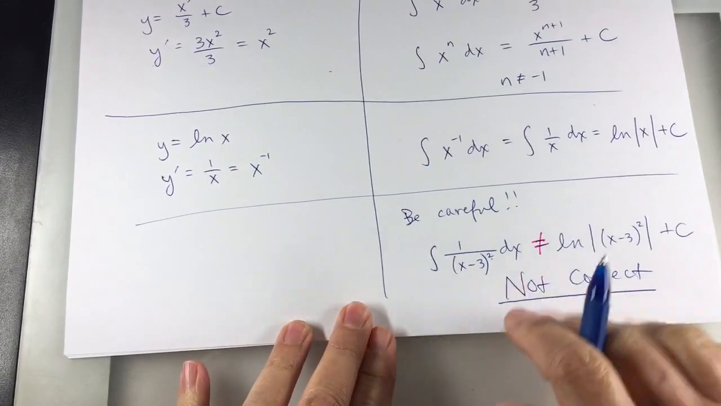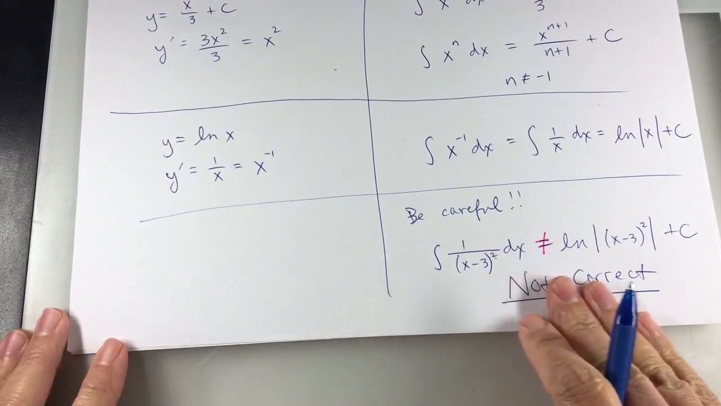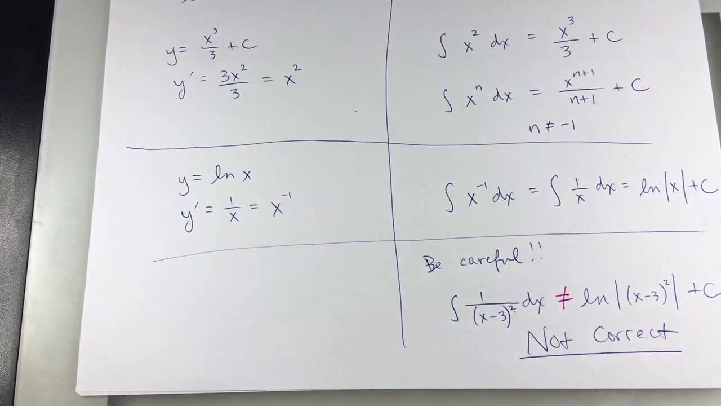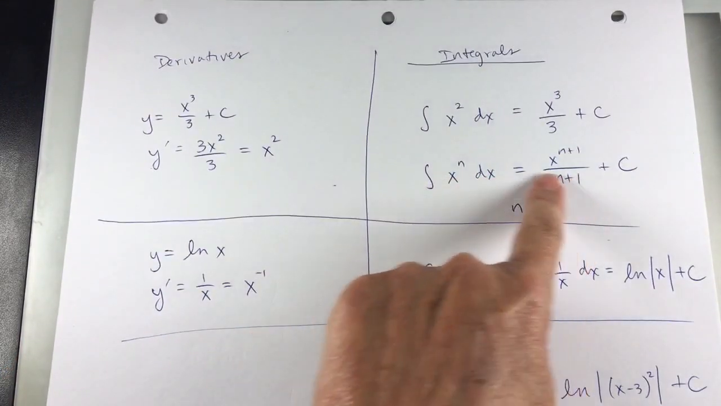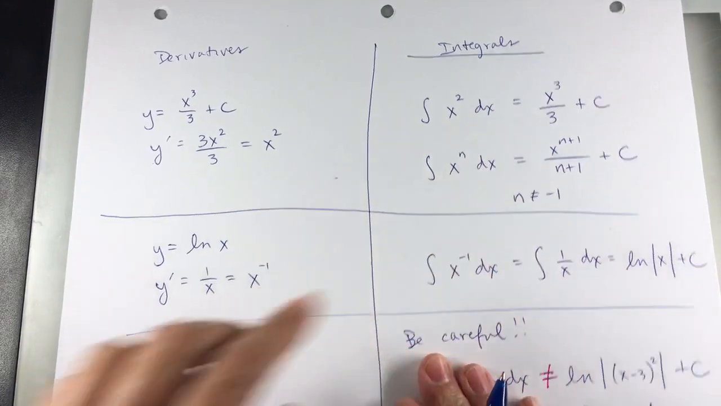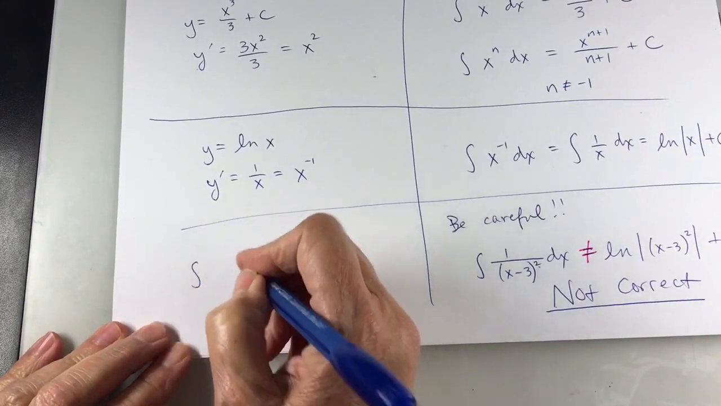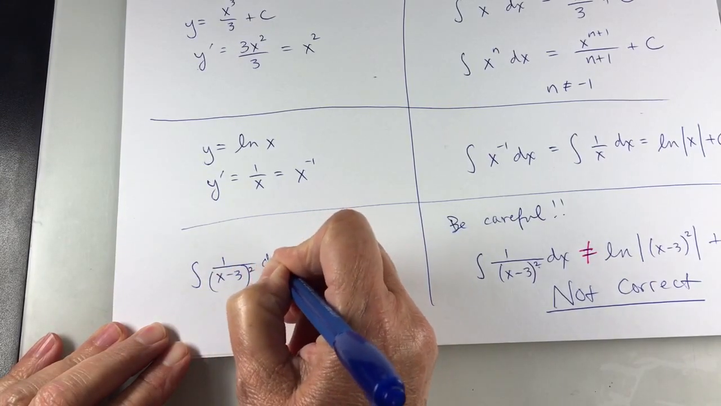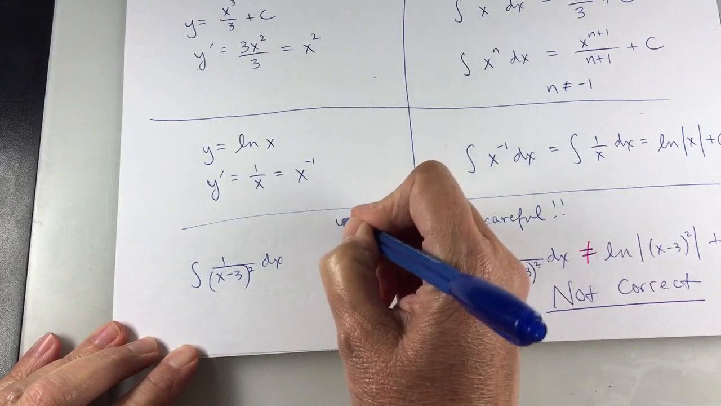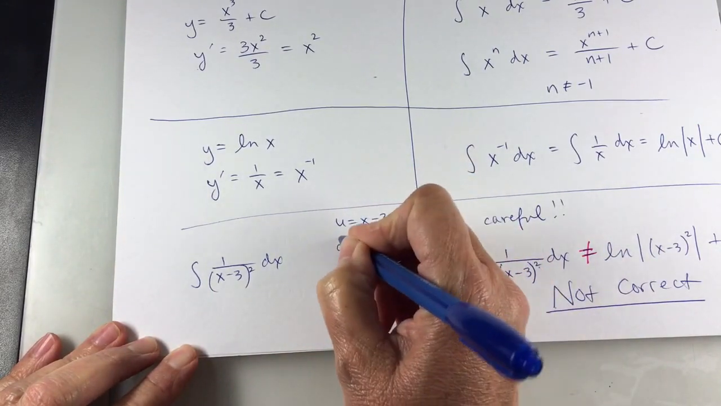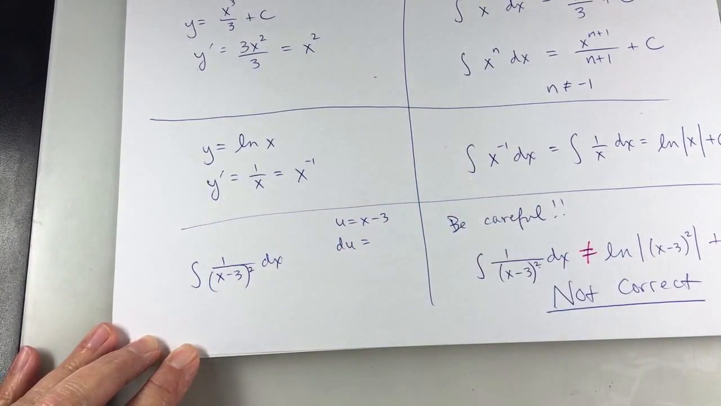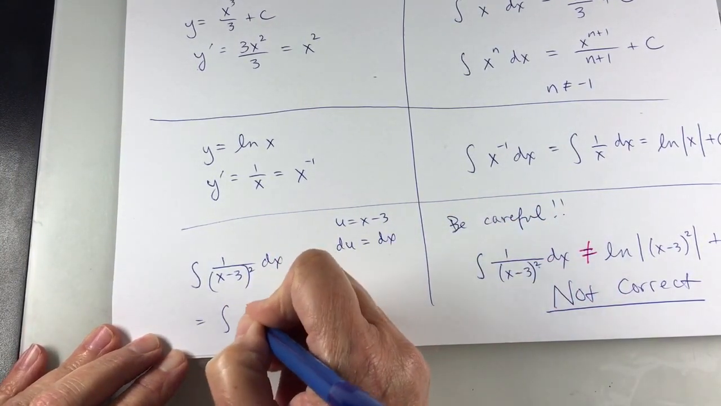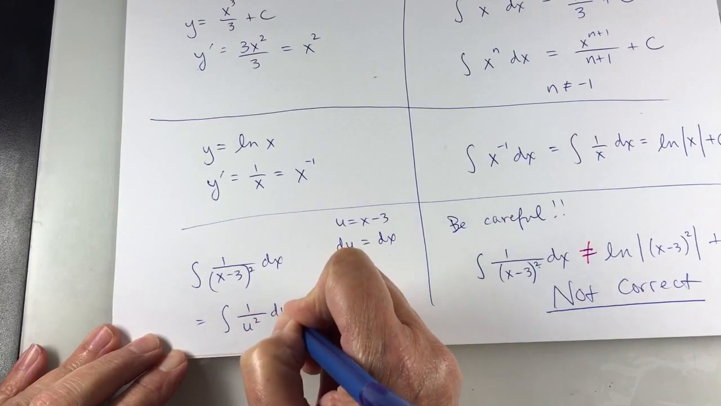But what about this problem? Yes, and it's a u substitution. I can write u to the negative 2. I'm using this rule for this problem. So if I have the integral of 1 over x minus 3 squared dx, I could say, well, u is x minus 3, and du will equal dx. So this becomes the integral of 1 over u squared du.